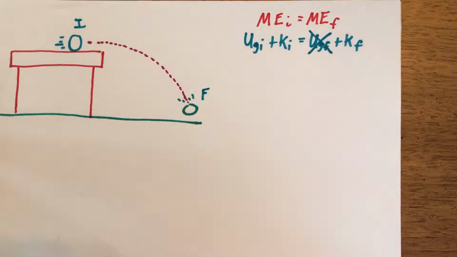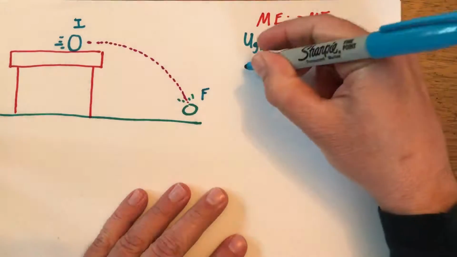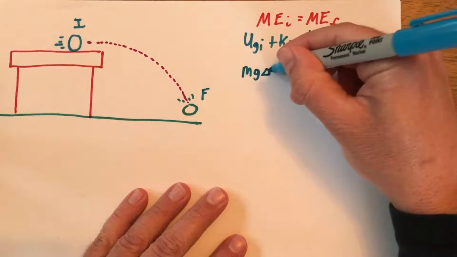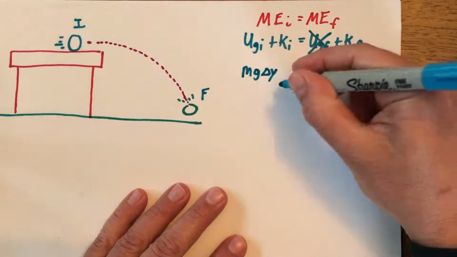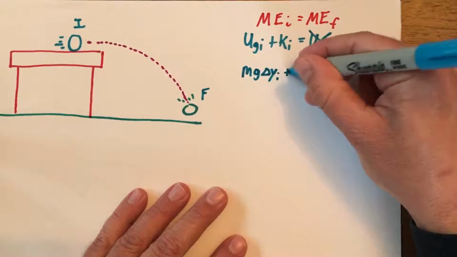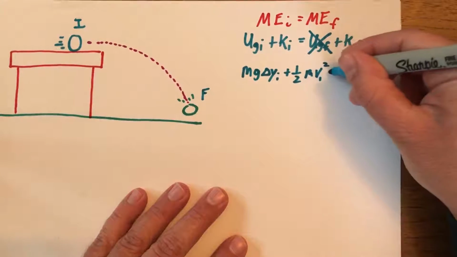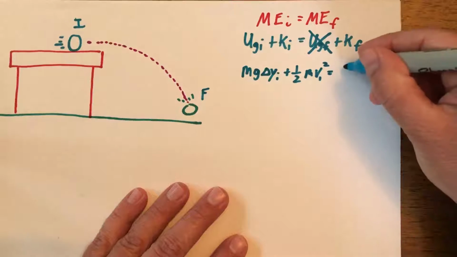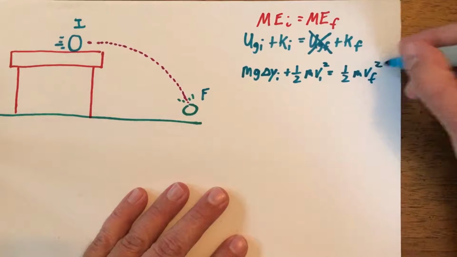So the next line that we can write is to fill in the equations for each one of these. So mass times gravity times our height, and sometimes the books will write this as h for height, same thing. Put a little i there for initial, plus 1/2 times mass times initial velocity squared is going to equal, this is gone, so we'll substitute in for this, 1/2 times mass times final velocity squared.